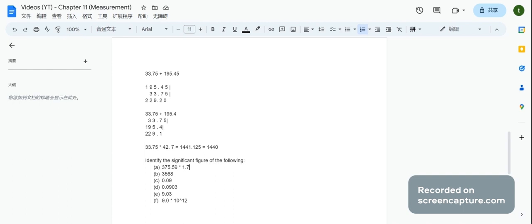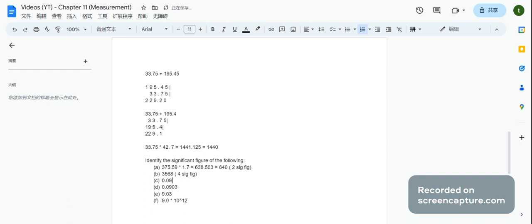So looking at the first question, this one has 5 sig figs, this one has 2 sig figs. Therefore, the final answer should be in 2 sig figs. If we plug this into the calculator, you are able to get 638.503, which would round to 640 up to 2 sig figs. So for this one, you would have 2 sig figs. This one is easy, 3, 5, 6, 8. Therefore it has 4 sig figs.